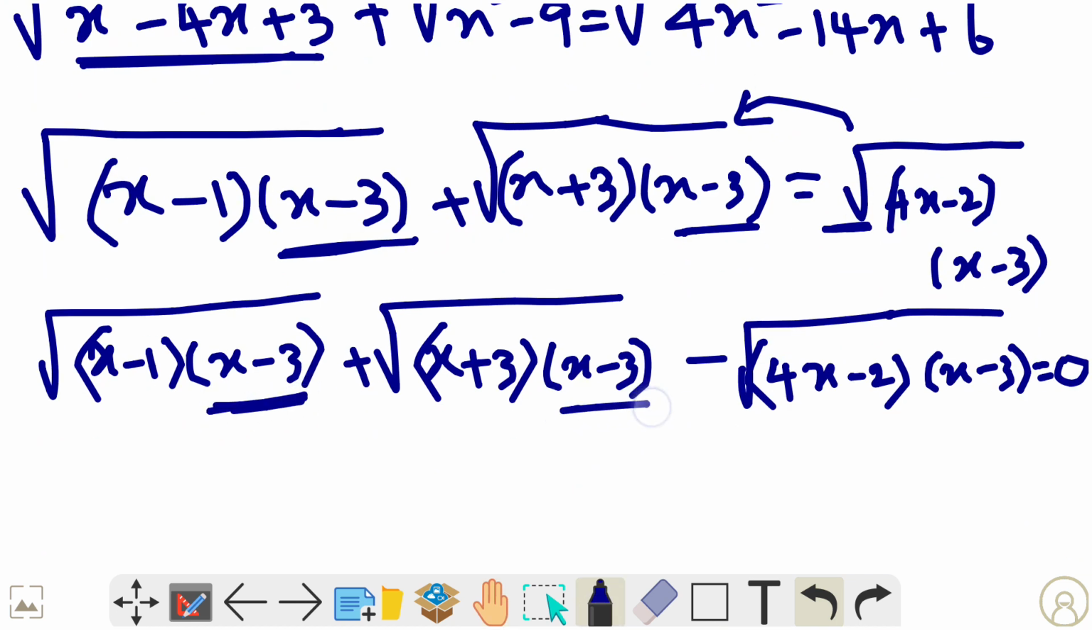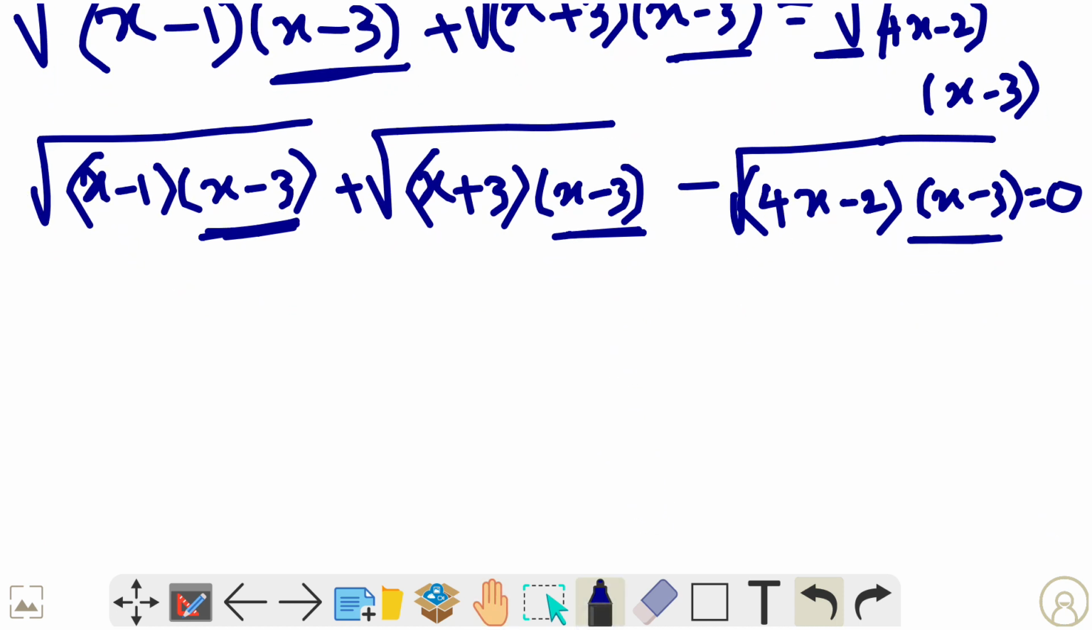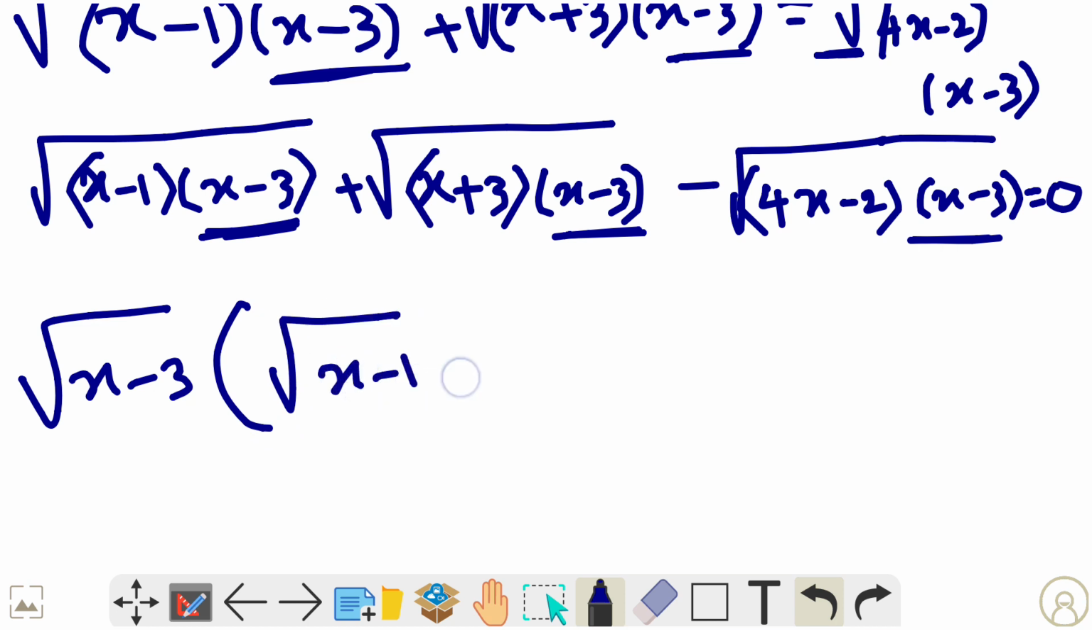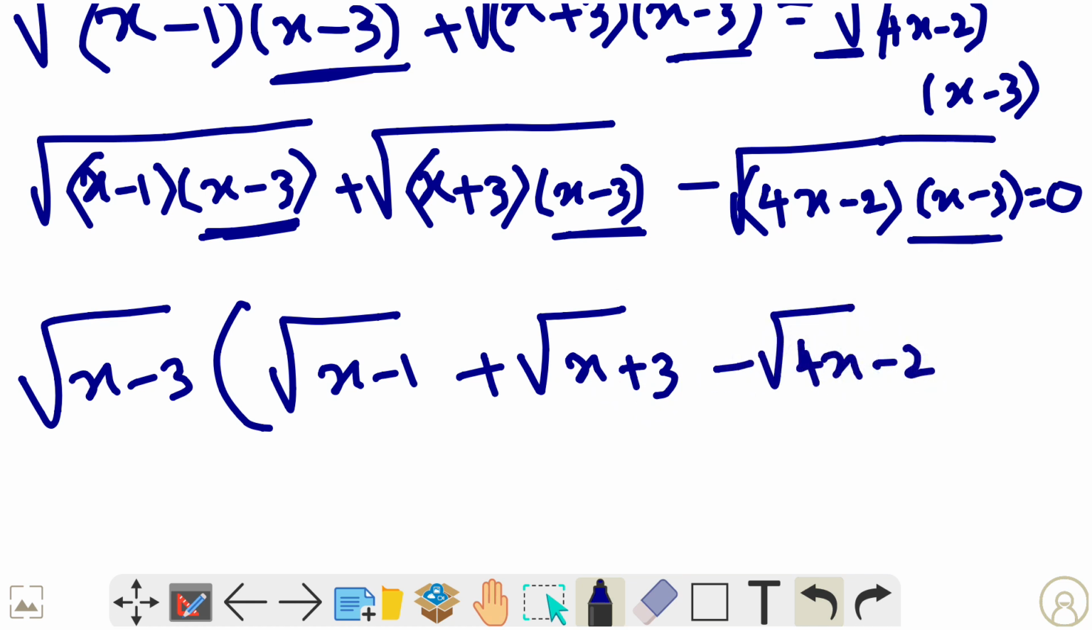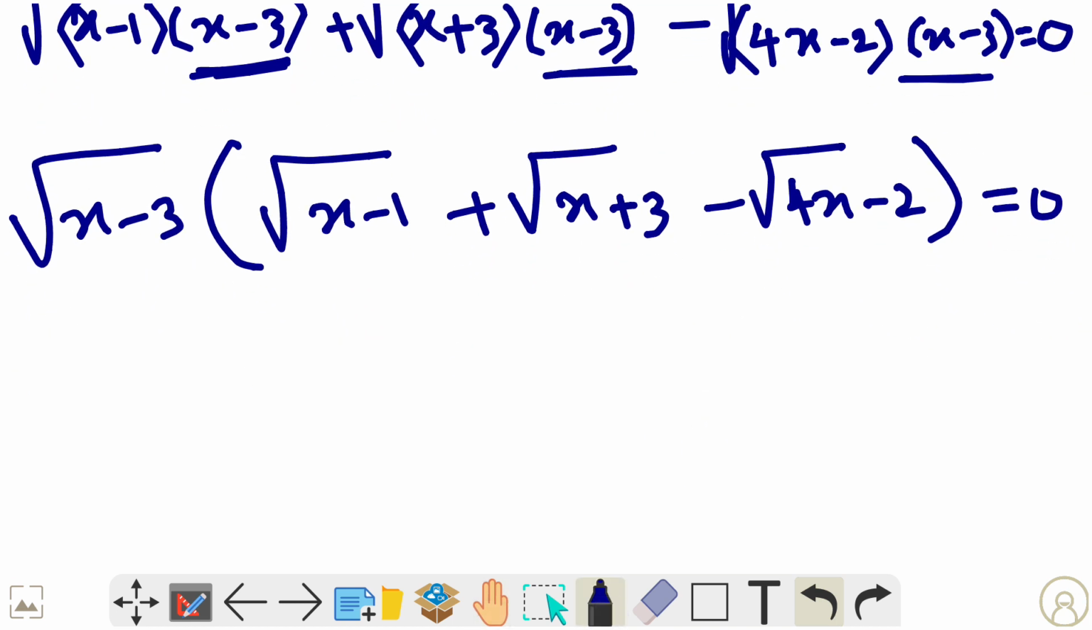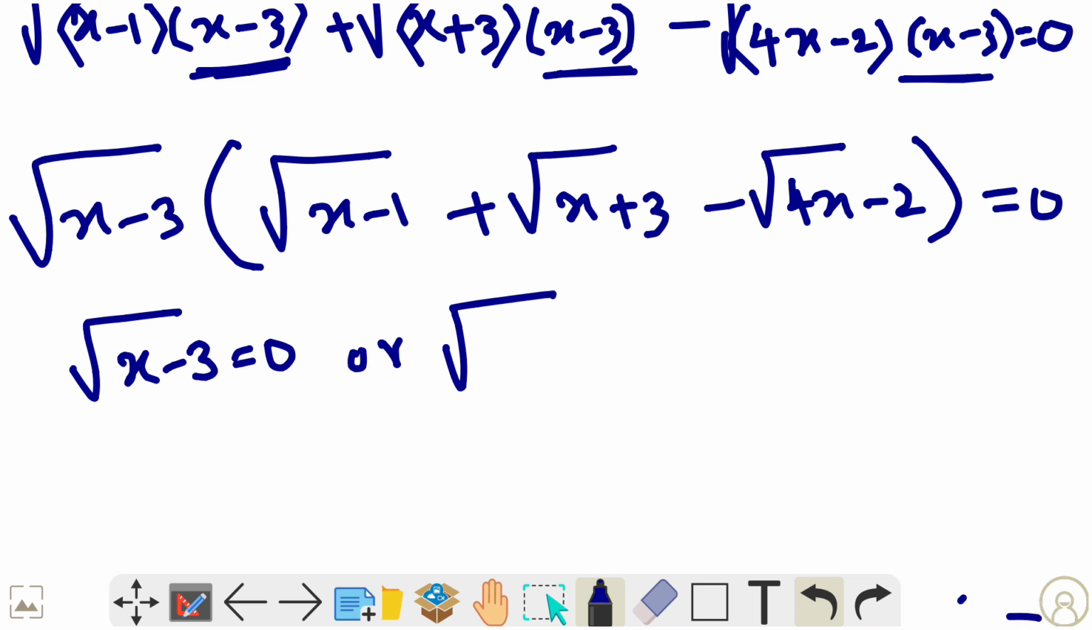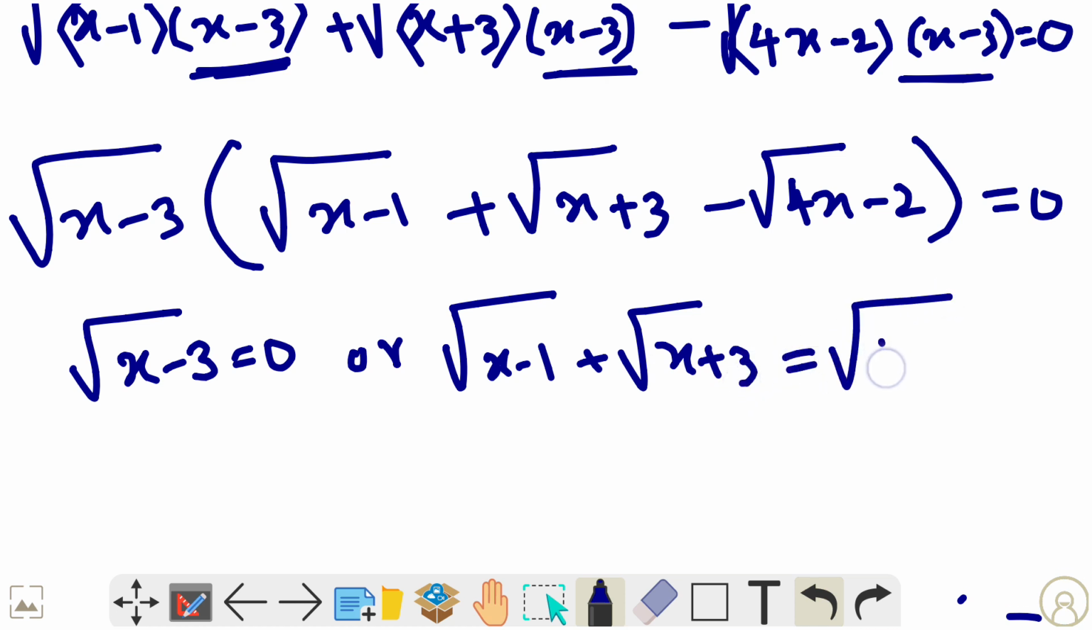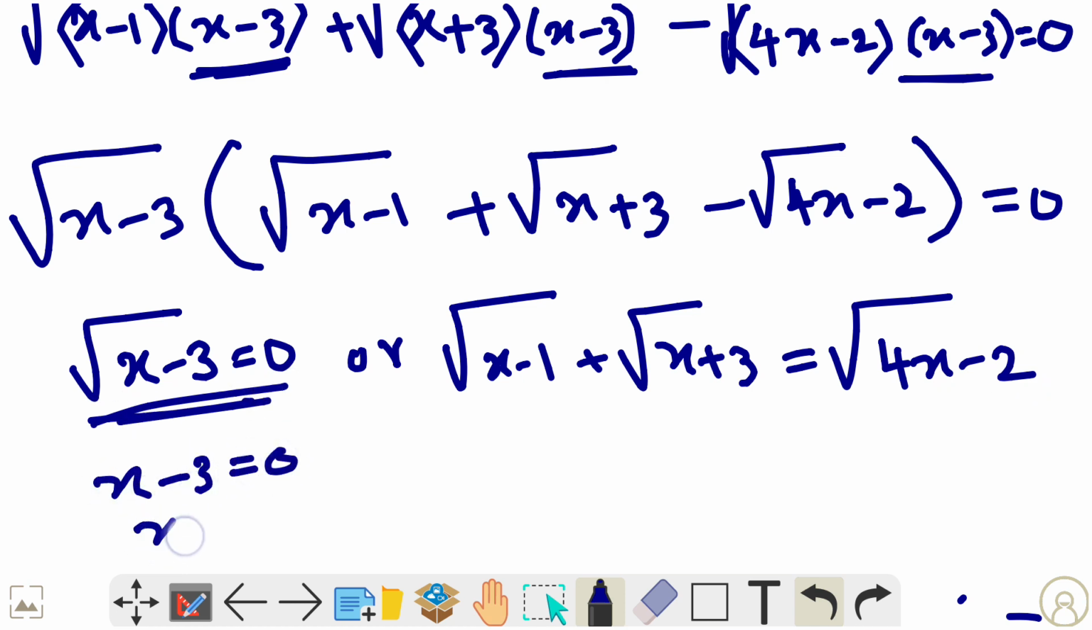Okay, so now look at this. Here we have x minus 3, x minus 3, x minus 3, so we can take the common part. So square root of x minus 3 is the common part. The remaining term is x minus 1 plus square root of x plus 3 minus square root of 4x minus 2 equal to 0. Here we have two options. One is square root of x minus 3 equal to 0, or square root of x minus 1 plus square root of x plus 3 is equal to square root of 4x minus 2. So consider this. x minus 3 equal to 0, x equal to 3. So this is one solution.